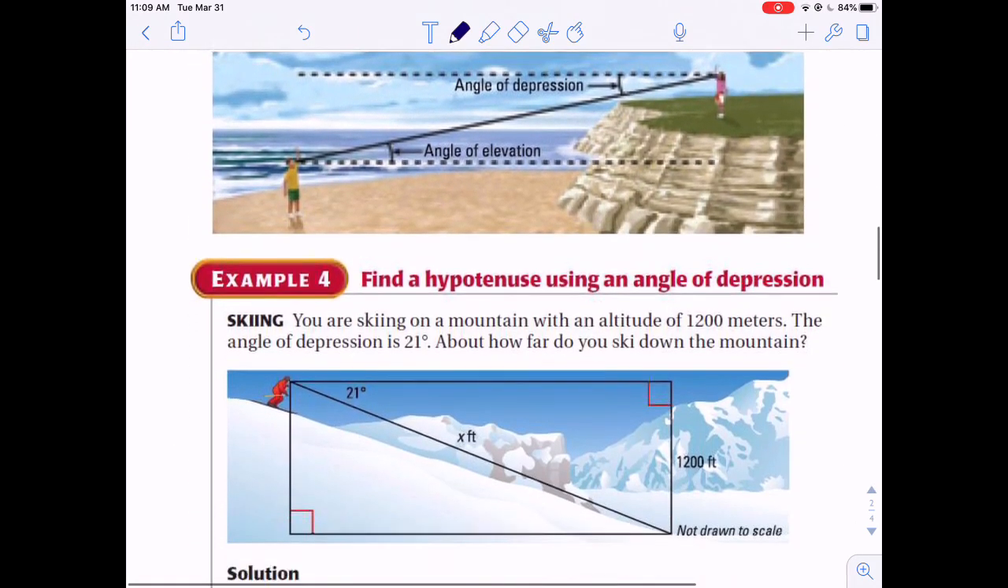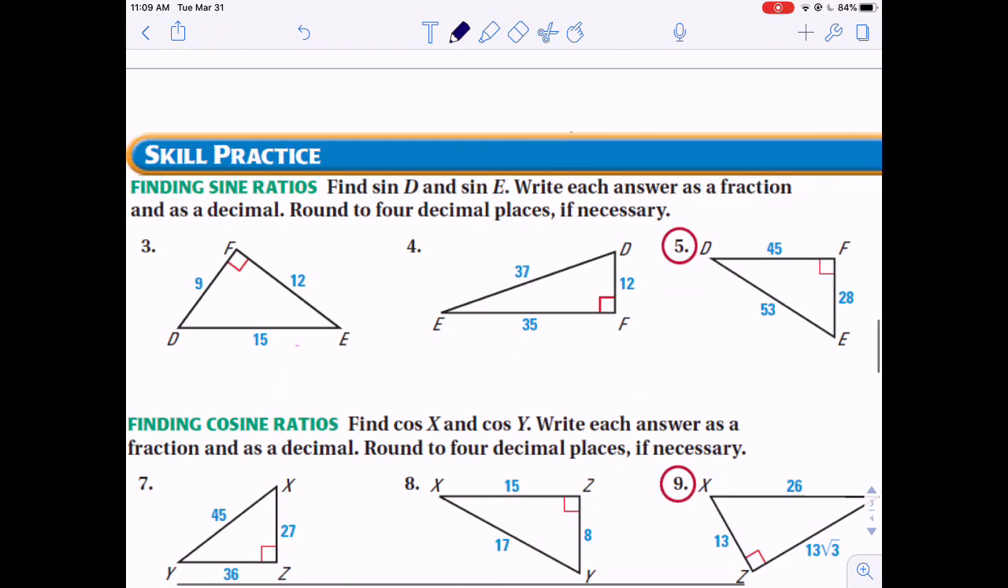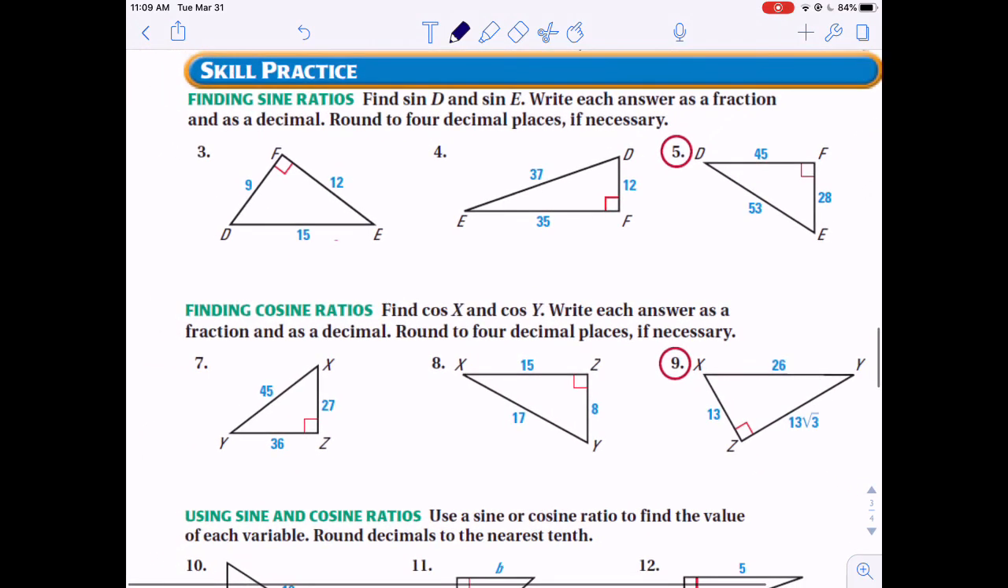So, if you could, please, we're going back here to the skills practice. And they have sine for the first couple, and then they have cosine. I'm just going to give you a couple of each. What I want you to do for numbers 3 and 4, just do sine of D. Okay, opposite over hypotenuse. And for numbers 7 and 8, find cosine of X. That's the adjacent over hypotenuse. Get the ratios, get the decimal, look up the angle value, and just put that on the paper. You don't have to draw these pictures if you don't want to.